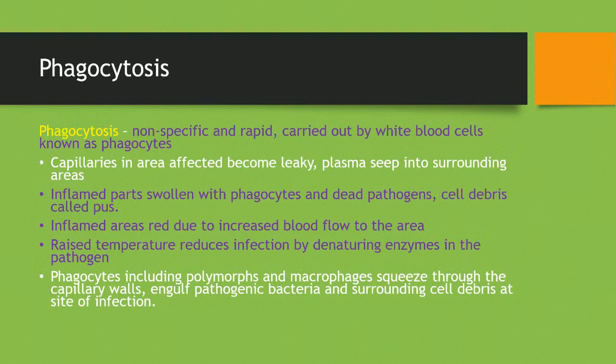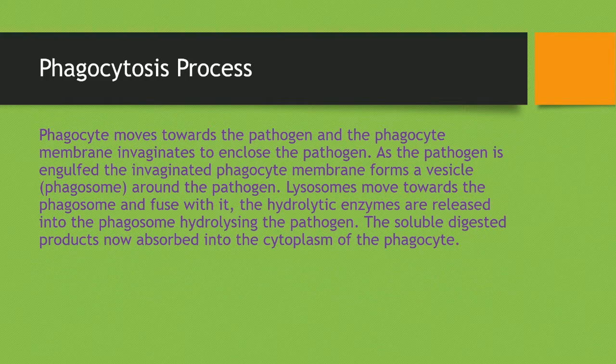Phagocytosis will include polymorphs and macrophages squeezing through the capillary walls and engulfing the pathogenic bacteria and surrounding cell debris at the site of infection. So let's just go through the process like a little story. The phagocyte will move towards the pathogen, and the phagocyte membrane will invaginate to enclose the pathogen. Then as the pathogen is engulfed, the invaginated phagocyte membrane will form a vesicle called a phagosome. Phagosome is the key word there. You have to use phagosome. And this will go around the pathogen.